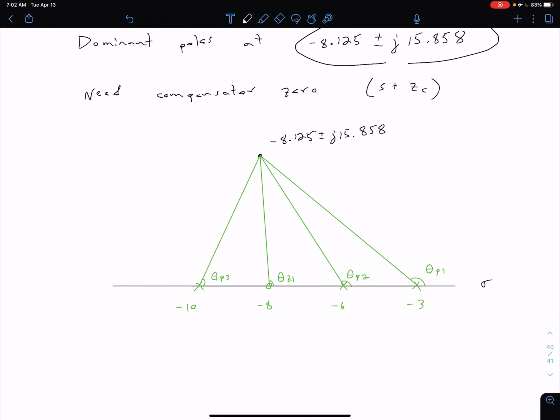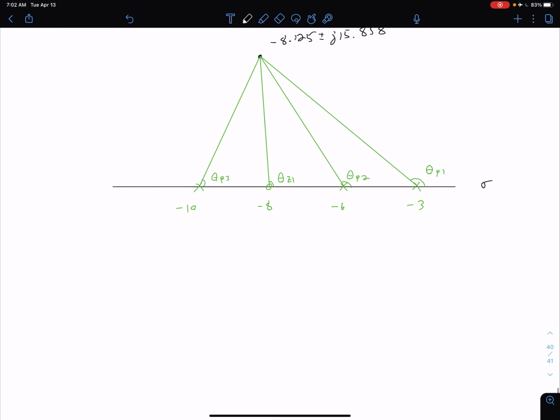Okay, so let's look at the triangle explicitly for theta P1, and for the others I'm just going to write the equation. So we have something that looks like this. This part of our triangle is 15.858. Down here, we're going to have 8.125 minus 3, because this is the distance between the real part of our pole and -3.